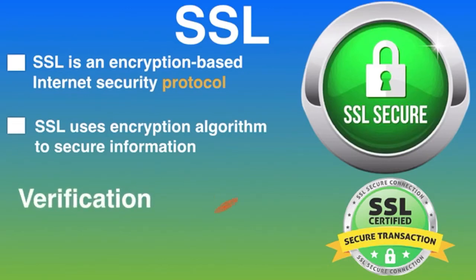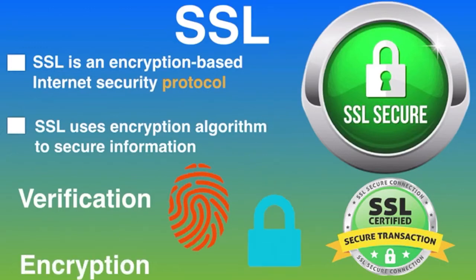First one is verification. It means the browser can check the website's identity to verify its ID. Second one is encryption. It means scrambling the data so a third party could not get access.